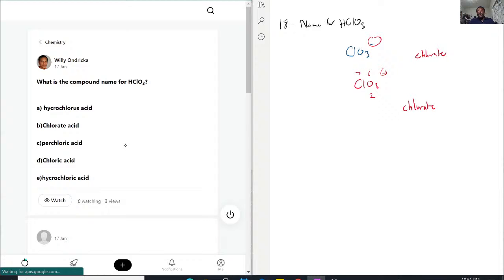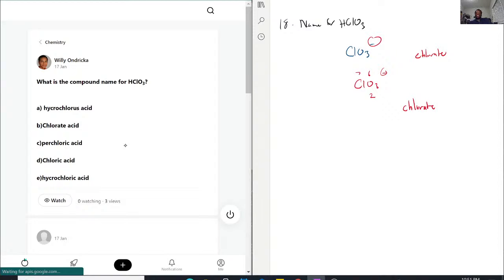I would just frankly memorize it, because like I said, this is just a way to help me. I personally don't even know how applicable this is to other situations. Nonetheless though, that's what I know so far. So ClO3 is a chlorate ion. Now how do we turn a chlorate ion into an acid?